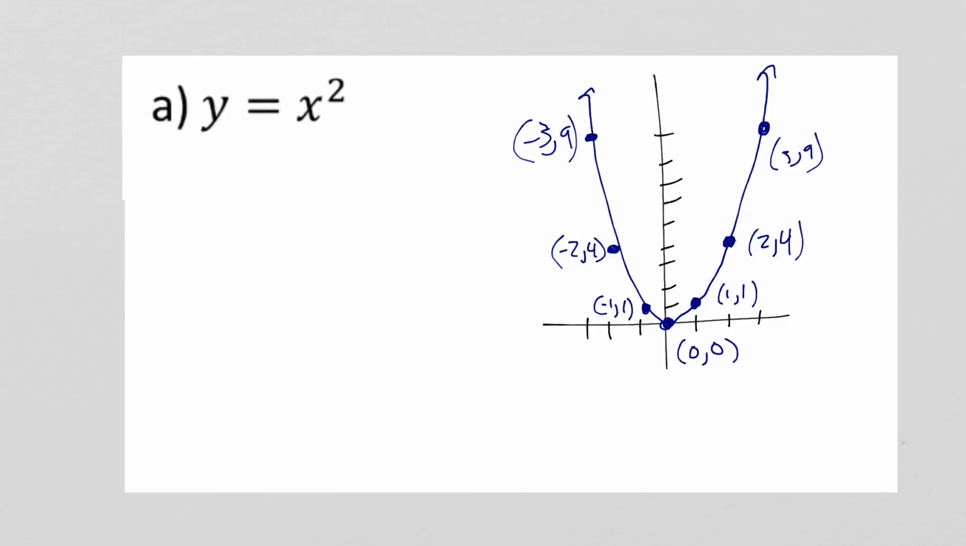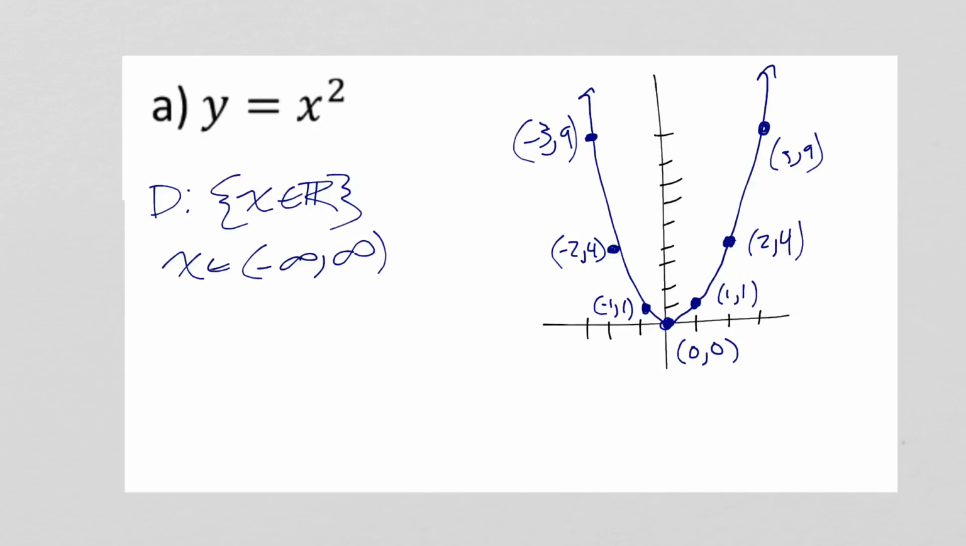Domain of this function is going, ooh, that's a B, not a D. Domain of this function is going to be all real numbers. So there we say it in the set builder notation. In interval notation, I'd be saying x is in the interval from negative infinity up to positive infinity with parentheses because you cannot include infinity.